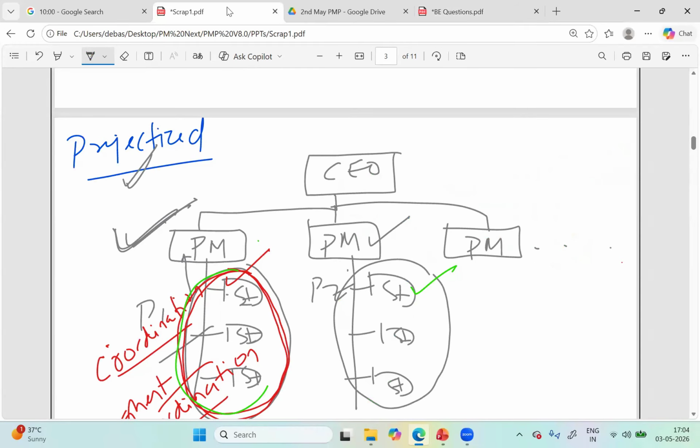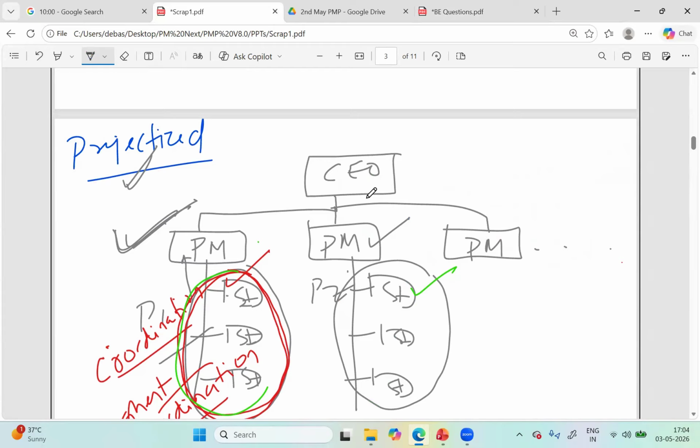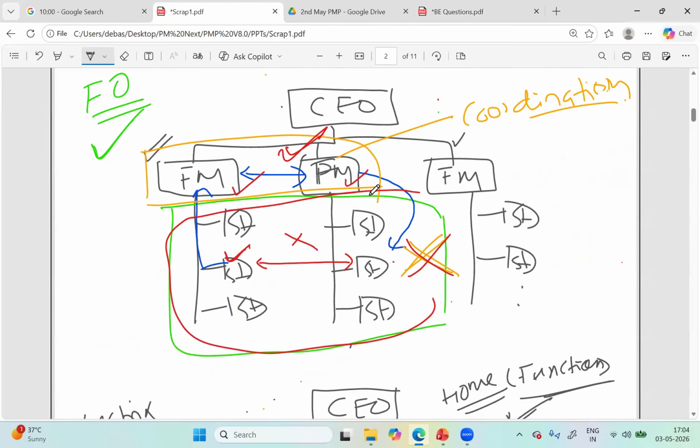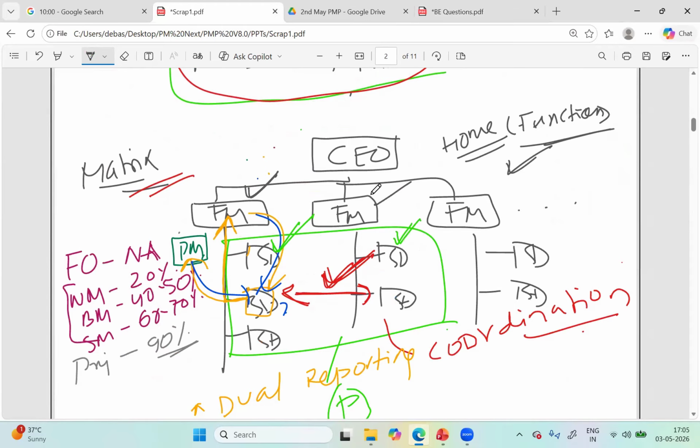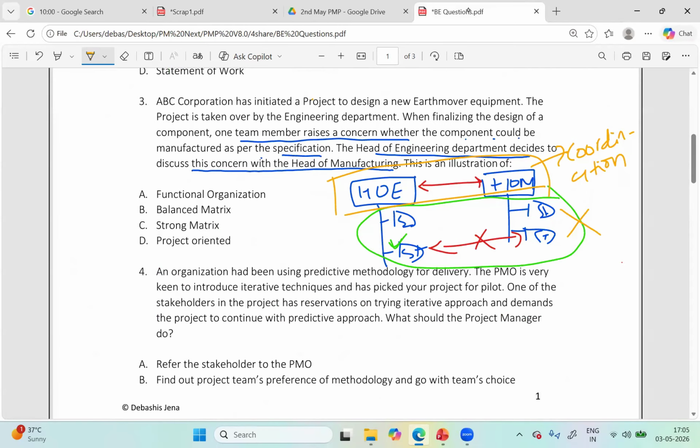Go back to my sheet. Here, you see it happens only in functional organization. Take a look. In functional organization is where coordination is happening at the functional managers level, while in others, be it matrix or projectized, it would be within the team. You see, coordination is happening within the team. So the fact that in this scenario, the coordination is happening at the functional managers level, it must be a functional organization. I hope you understand it, if not already.